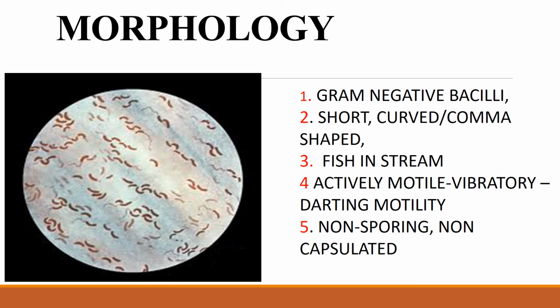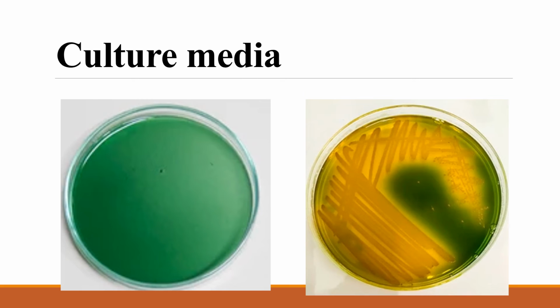Then it is actively motile, and the motility is described as darting motility, very fast motility, and that's why it is called darting motility. So Vibrio is a motile bacteria, and the motility is described as darting motility. Like Pseudomonas, it is non-sporing, it does not produce any spores, and it is non-capsulated. That means it doesn't have any capsule.